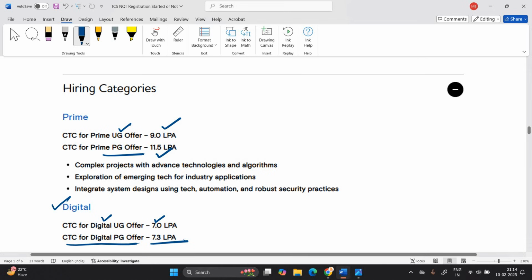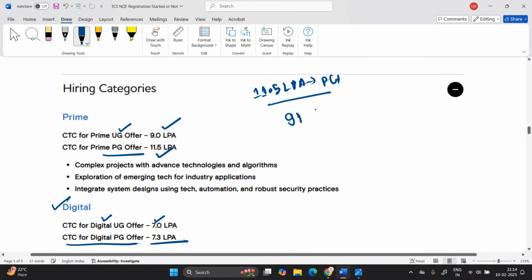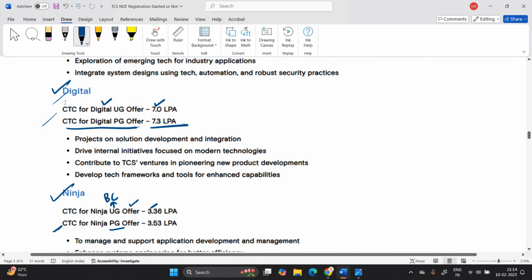So you have to focus on the 11.5 LPA if you are a PG student, and you have to focus on 9 LPA if you are a UG student. Always think about the high role, okay. हमें Prime opportunity ही crack करना है तो आसानी से, देखो Prime का सोचोगे तो Digital Ninja तो आसानी से मिल जाएगा, but you have to think about Prime, that you have to crack the Prime opportunity.